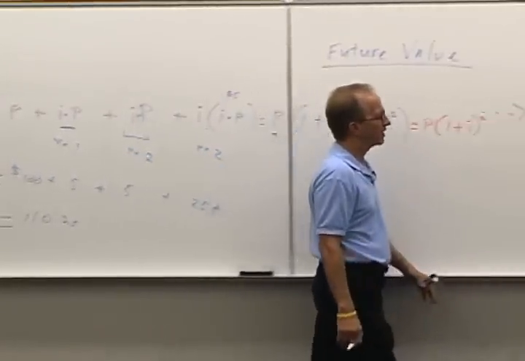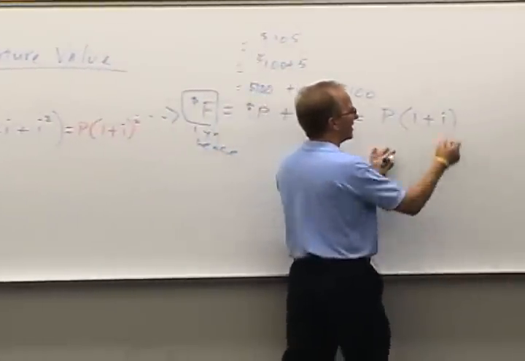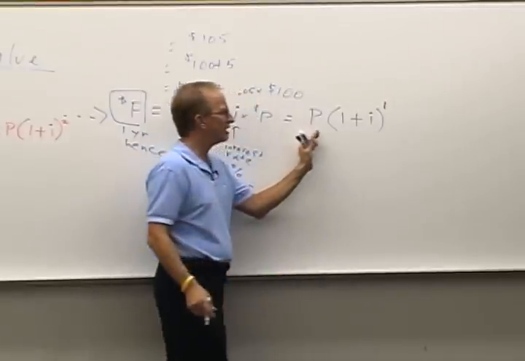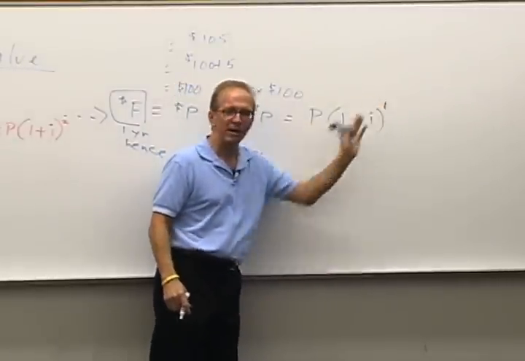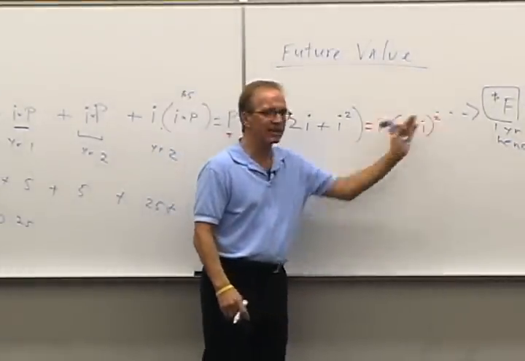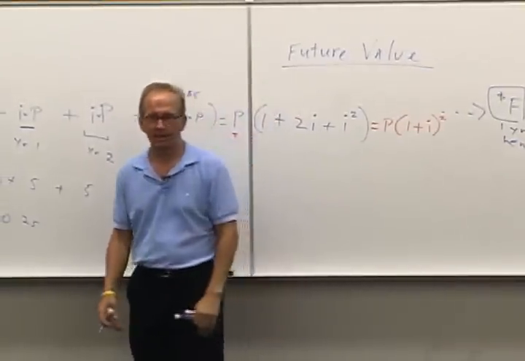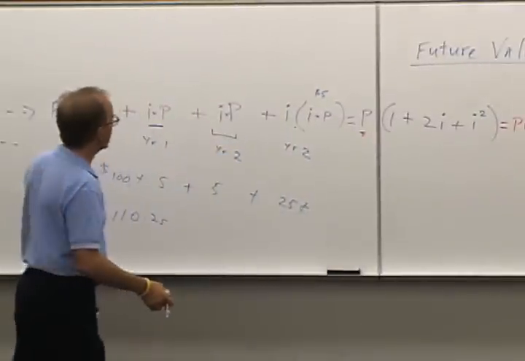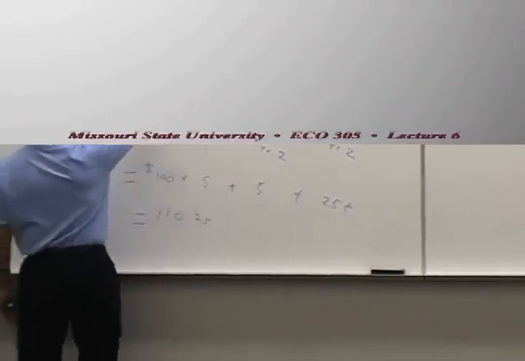Well, let's go back over here. After 1 year, I haven't put a 1 up there, but that was a 1 up there. P times 1 plus I to the 1st power. After 2 years, P times 1 plus I to the 2nd power. Well, guess what? I can just write a more general formula, and here's what it looks like.